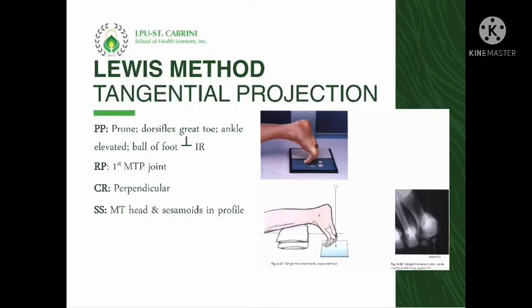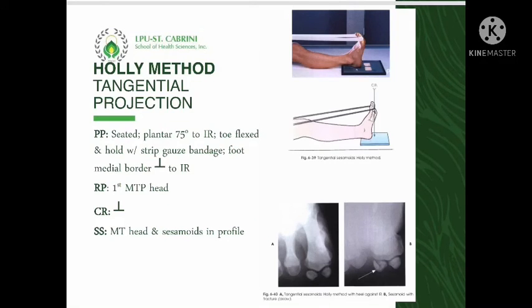As this is a tangential projection, the perpendicular central ray tangentially passes through the first metatarsophalangeal joint, where in this position is a curved surface because of the great toe's dorsiflexion. The Lewis method shows the metatarsal head and sesamoids in profile. Next projection for the sesamoid is also tangential, the Holly method.